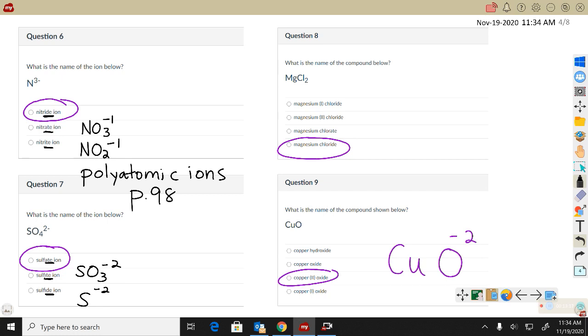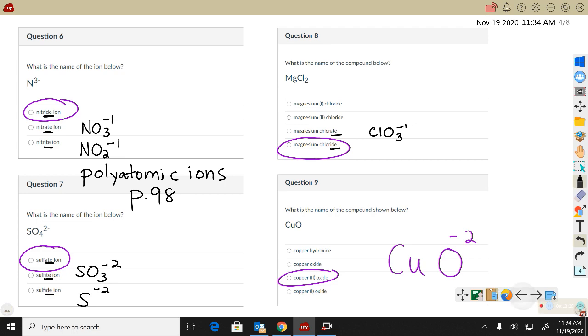Chlorate with the ATE ending is a polyatomic, ClO3 minus 1. Often the ATEs and ITEs have oxygen in there, so just be careful of the way that it's ending. Regular chlorine, IDE. Now with magnesium, I do not need a Roman numeral.